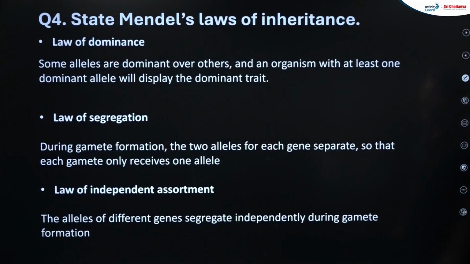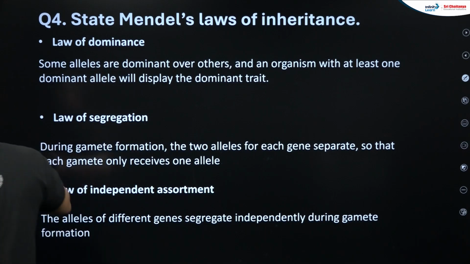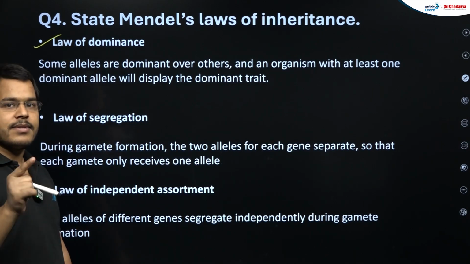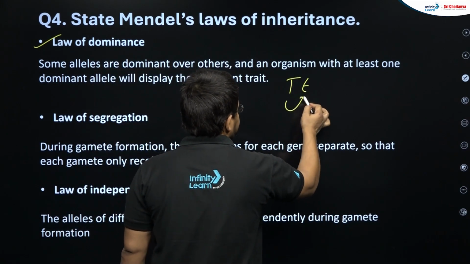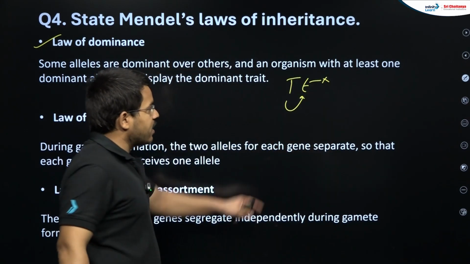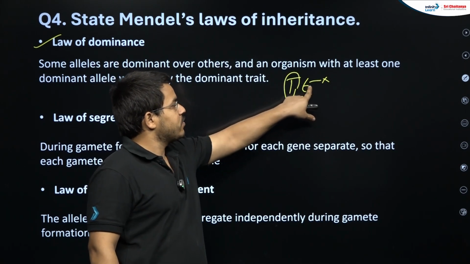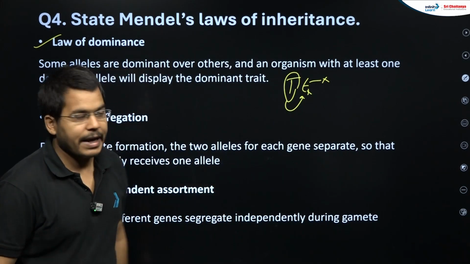Next question, state Mendel's laws of inheritance. So 3 laws are there students of Mendel. One is law of dominance. It says that 2 alleles are there, one is dominant and the other is recessive. So if both are present together, dominant will show itself and recessive will not show. So this plant will be tall because of this allele, and this allele will be recessive, so it will be masked. It will not show its particular character.